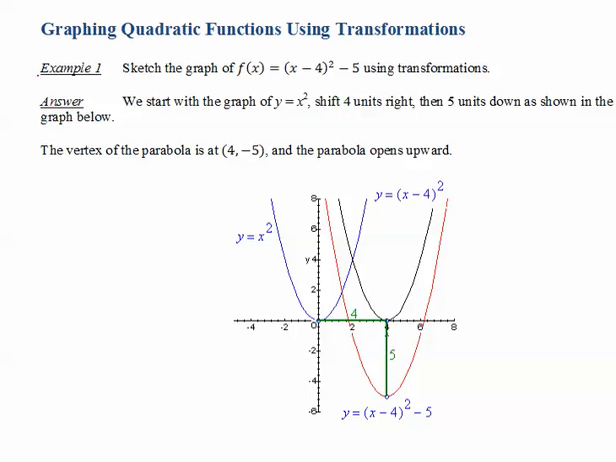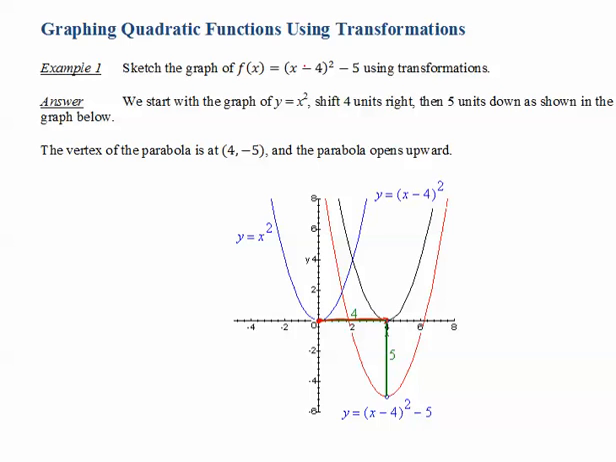Hello, in this video we'll talk about graphing quadratic functions using transformations. Here is an example. To sketch the function (x minus 4) quantity squared minus 5 using transformations, we start with the graph y equals x squared, as we see here in blue, and then we shift this graph, the original graph, 4 units to the right, and that's because we have x minus 4.